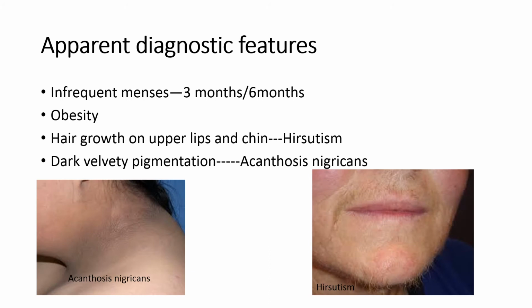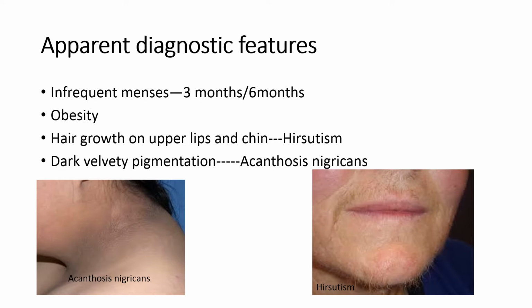The obvious features of PCOS, or polycystic ovarian syndrome, are infrequent menses, where menses come only after 3 months or 6 months or more, and there could be obesity. The body weight is more than the optimal levels. That could be measured by body mass index, and we know body mass index is the ratio of weight to height. If body mass index is over 30, then it is classified as obesity.